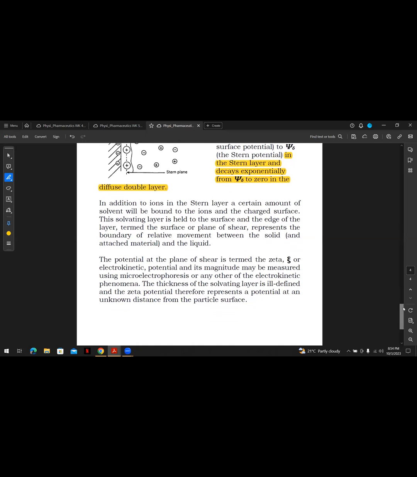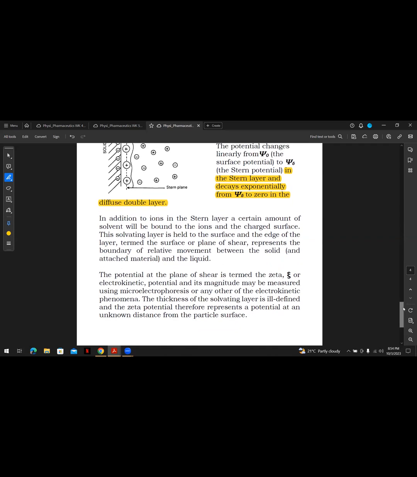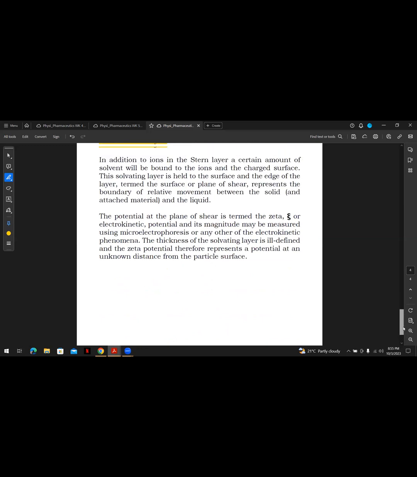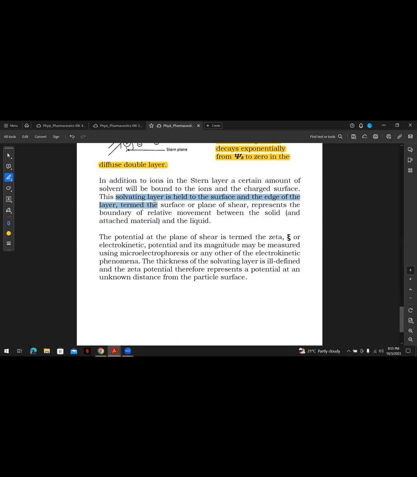Okay, and then there is another plane, which is termed the surface or plane of shear, which represents the boundary of relative movement between the solid and the liquid. On the diagram, it shows the plane of shear in between the Stern plane and the diffuse part. It's basically the solvating layer. And this plane of shear is termed zeta, so it measures the zeta potential of that solution.